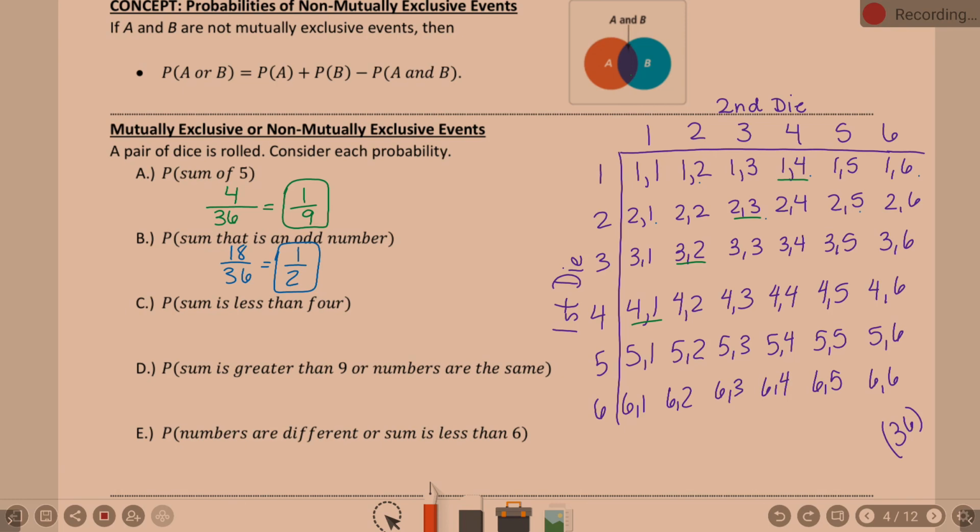Next one. Sum is less than 4. What do you got for sum less than 4? 1 and 1, 1 and 2, 1 and 3 takes me to 4, doesn't it? 2 and 1, 2 and 2 takes me to 4, and 3 and 1. Okay, so how many are less than 4? There are 3 out of how many? And what is 3 out of 36 reduced to? 1/12. Okay. Time to change it up. These are too easy for you.